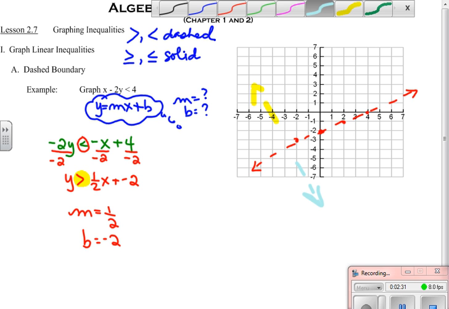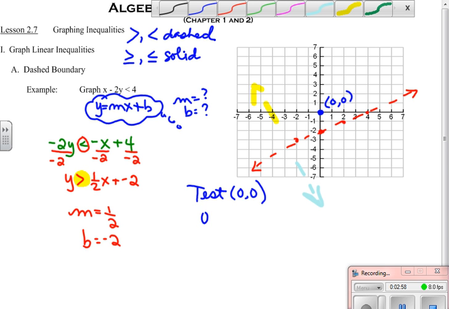My method is that I pick a test point, and I'm going to always try to pick 0, 0. So I'm going to test with 0, 0. If 0, 0 makes this inequality true, everything on the side, including 0, 0, will make it true. If 0, 0 makes it false, everything on the other side will make it true automatically.